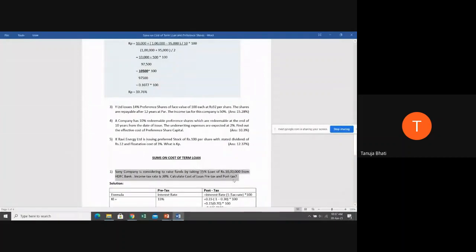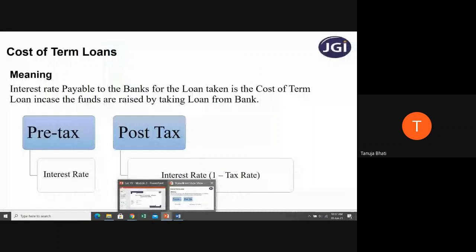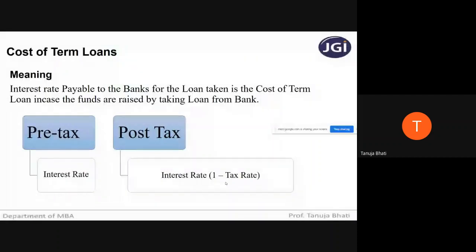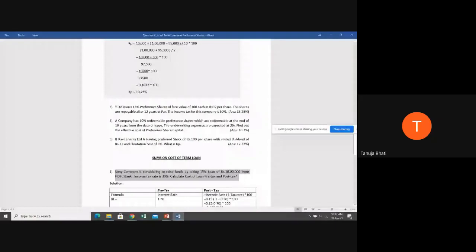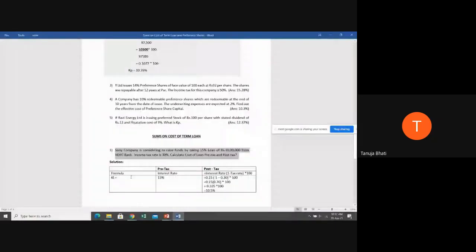Similarly, post-tax means after tax, and the income tax rate is given as 30%. What is the formula post-tax? It is interest rate in the bracket 1 minus tax rate. So let us see the solution. Pre-tax, it is only the interest rate. So KL, which stands for cost of term loans, is 15%. And post-tax is nothing but interest rate in the bracket 1 minus tax rate into 100. Why into 100? Because we have to find out the cost in percentage.